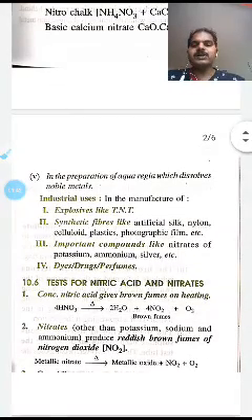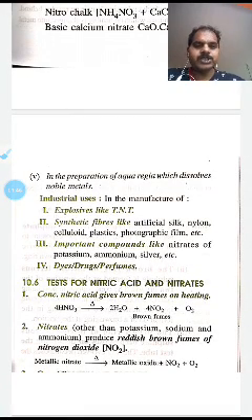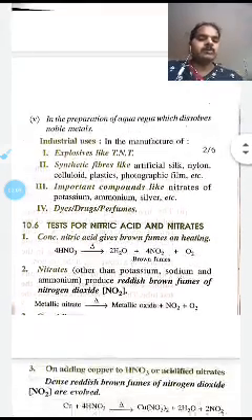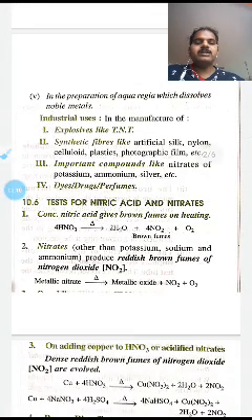Now it is also used in the preparation of aqua regia to dissolve noble metals. We have studied it in our previous lecture. In industry, we can use it to prepare explosives like TNT, synthetic fibers like artificial silk, nylon, celluloid, plastic, photographic films, etc. And we can even use it to synthesize important compounds like nitrates of potassium, ammonium and silver. We can use it to prepare dyes, different drugs and perfumes.